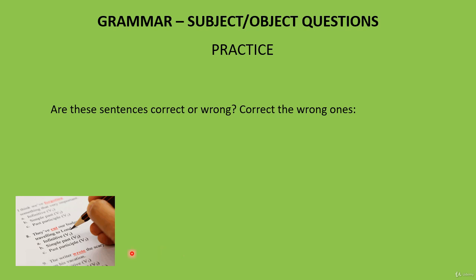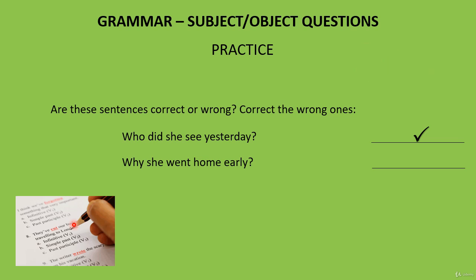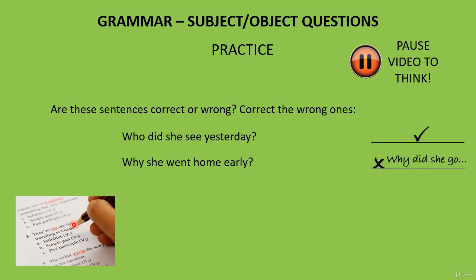Are these sentences correct or not? Correct the wrong ones. That's fine. The subject of the sentence she is in the question, therefore it's not a subject question. Therefore we need the auxiliary did for past simple. That's wrong. It's an object question, so we need an auxiliary or the first part of the verb cluster before the subject.